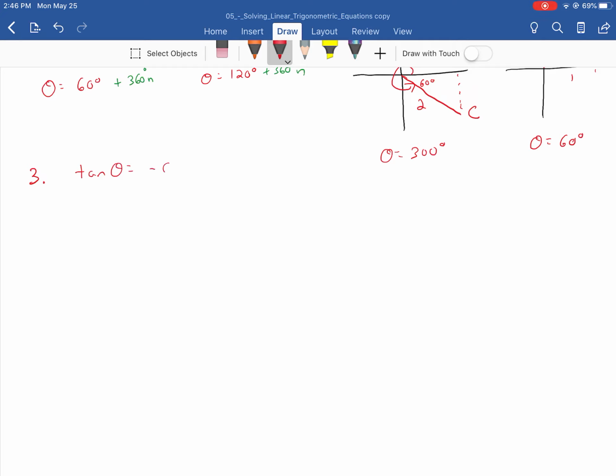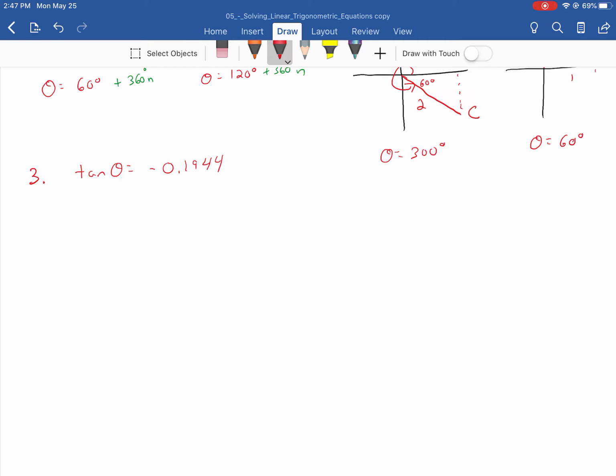Number 3. So each question now just adds on another little component to this. This one, tan theta equals negative 0.1944. So it's tan, so it's not a problem like the last question where it's not a familiar trig ratio. This is just opposite over adjacent. But knowing what the related acute angle here is a bit of a problem.